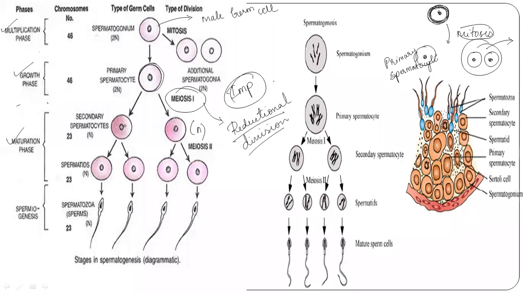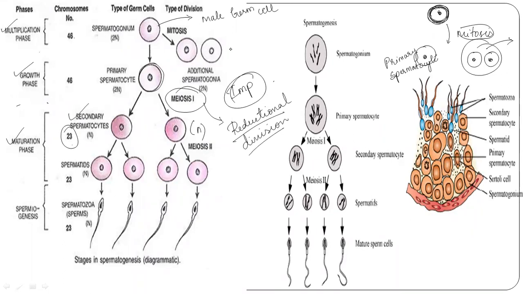So the two cells which are formed are haploid, and they are known as secondary spermatocytes. Can you see the number change also? Here it is 46, because it is diploid, whereas this is 23 because this is haploid. Chromosome number, can you see? Here it is only 23 because one set of chromosomes is present.